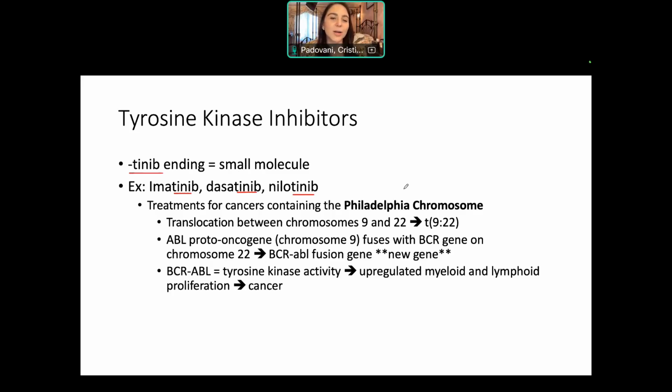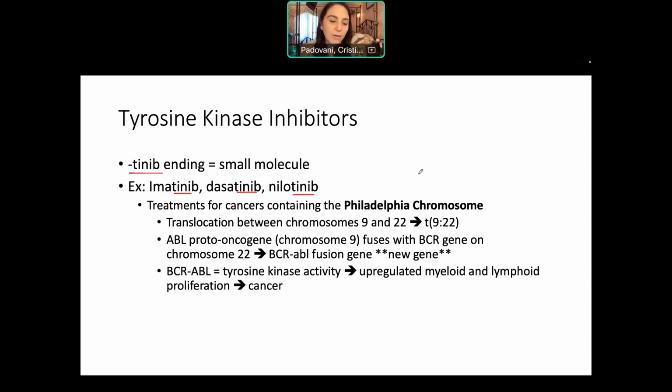So I do want to say, again, I know I made this PowerPoint however many years ago, but these are not just for cancers containing the Philadelphia chromosome. Maybe a couple years ago that was the case, it was only for cancers that contain the Philadelphia chromosome, but now you can give tyrosine kinase inhibitors for a wide range of cancers that they know have an upregulation of tyrosine kinase.